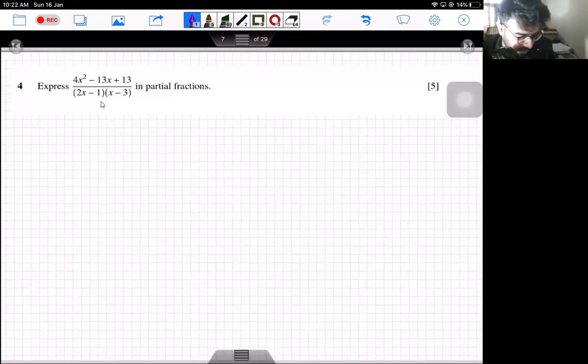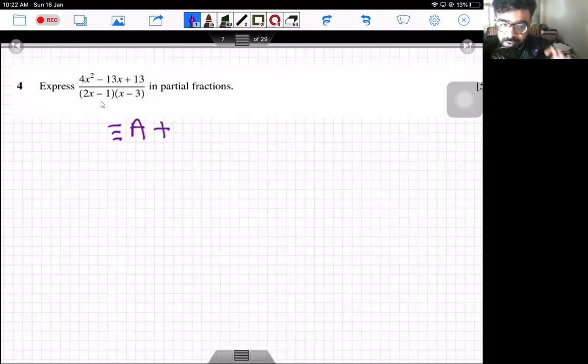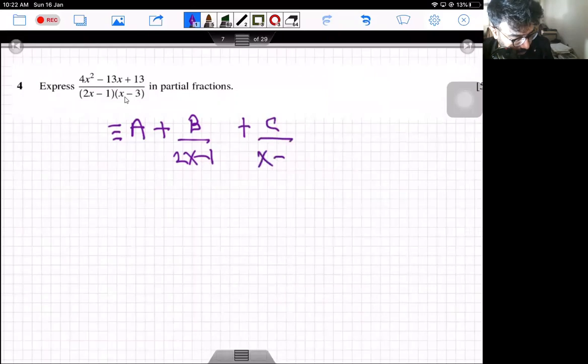So this is an improper fraction, and in order to break an improper fraction, we will break it like this: first of all we will have a single constant a, and then we will see what is the type of the denominator. The denominator has two linear factors. So this will be b upon 2x minus 1 plus c upon x minus 3. Okay, a step which we are going to perform over here is to multiply this denominator on both sides. This is exactly an identity.